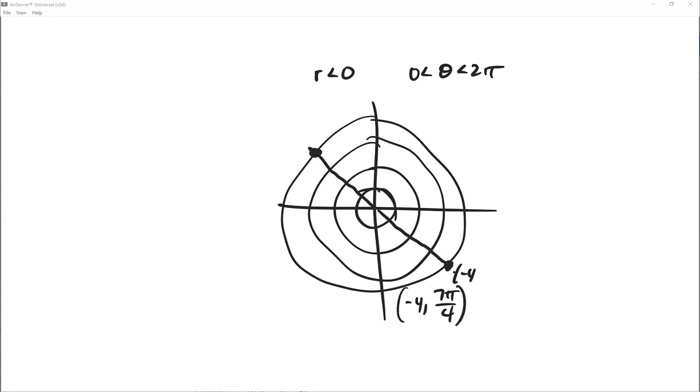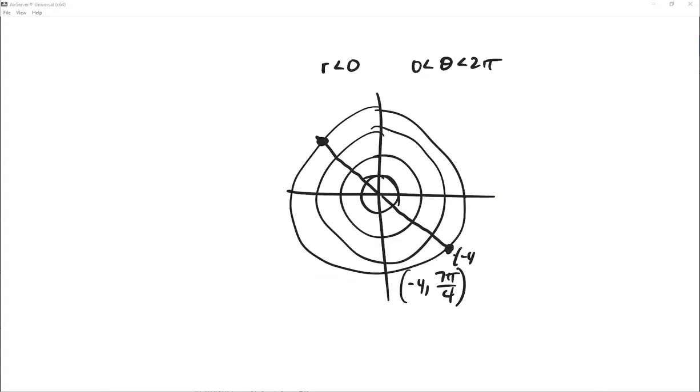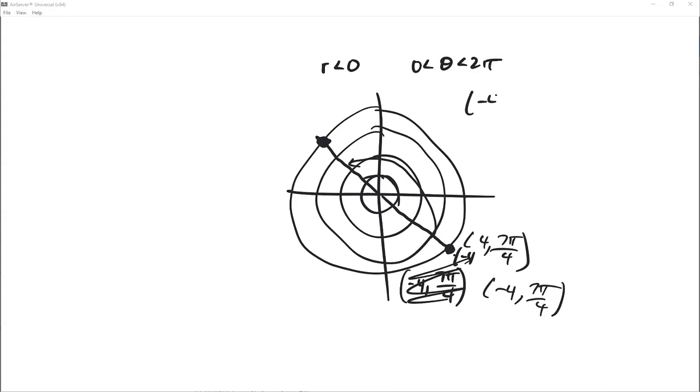Sorry, I explained this, but here is 4 and 7 pi over 4, right? That's this point right there. But if you make the negative for 7 pi over 4, what it does is it goes back over 180 degrees, and that's this point right here. So the answer is -4 and then 7 pi over 4, because 7 pi over 4 is in between 0 and 2 pi. All right. Cool.